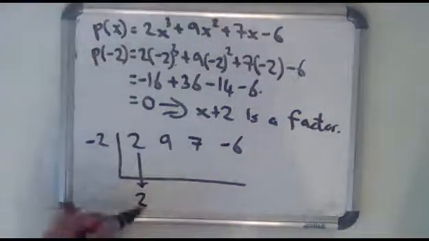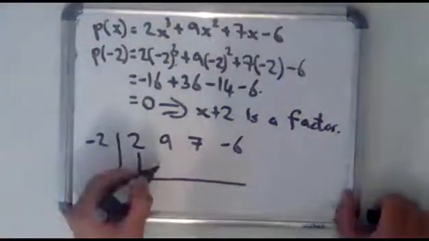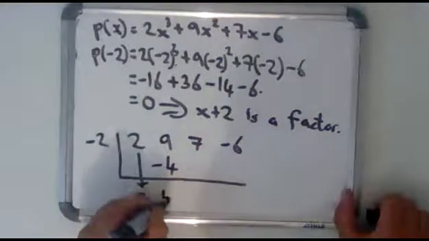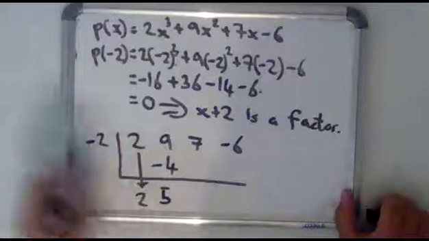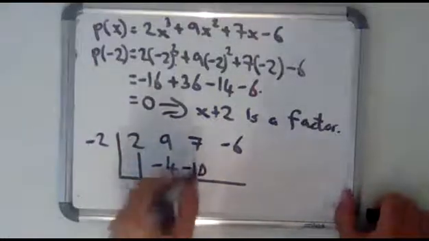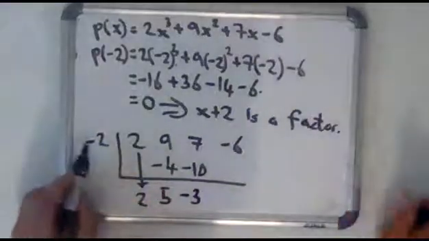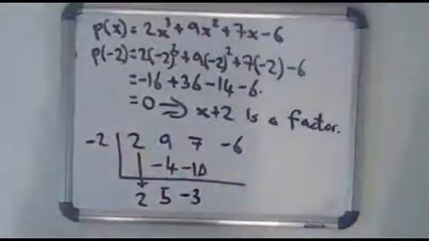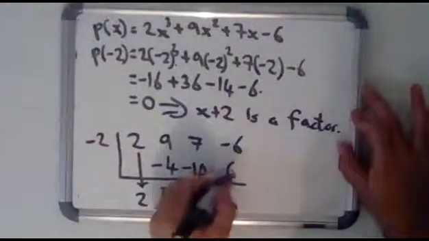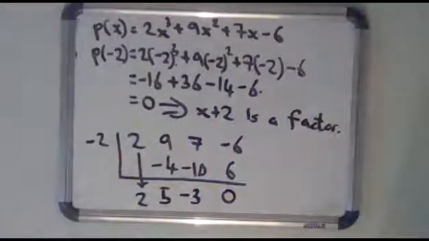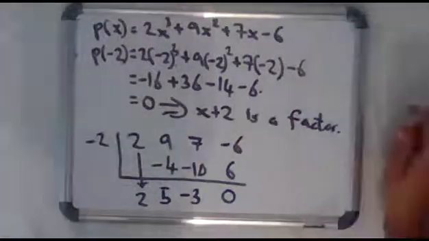And then you multiply it. 2 times minus 2 is minus 4. 9 minus 4 is 5. 5 times minus 2 is minus 10. Minus 10 plus 7 is minus 3. And minus 3 times minus 2 is 6. Minus 6 plus 6 is 0. So that's great, we have no remainder. And we shouldn't have a remainder, because we know that x plus 2 is a factor.